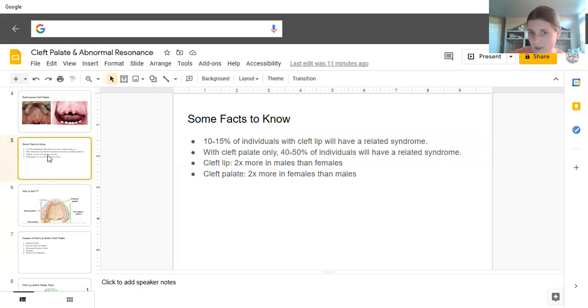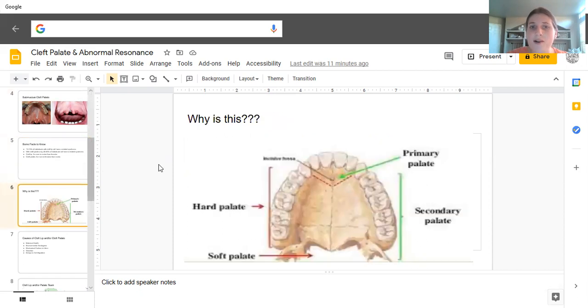Also, with cleft lip, it happens twice more in males than females. But with cleft palate, however, this happens twice more in females than males. And many people wonder why this is. Well, it has to do most likely with differences in female and male development.